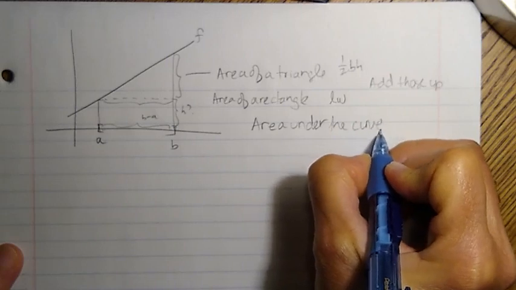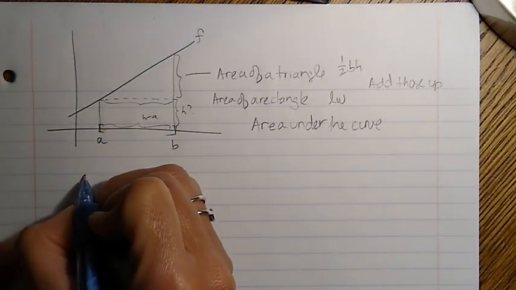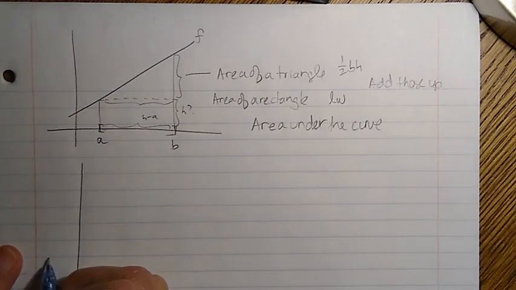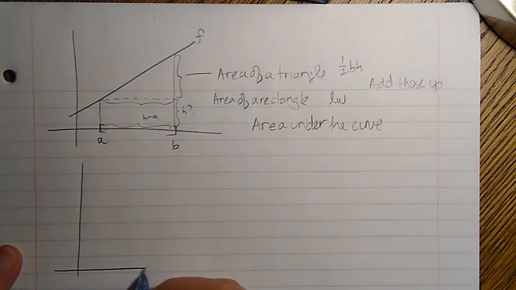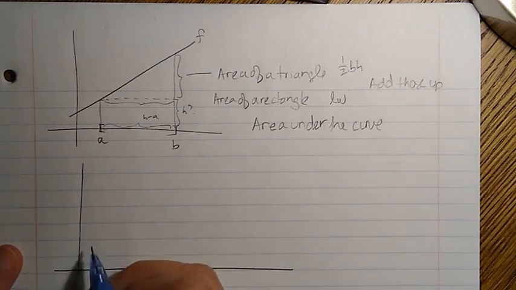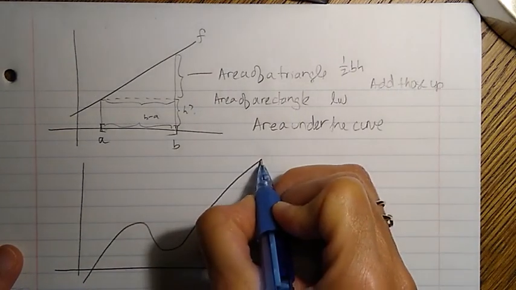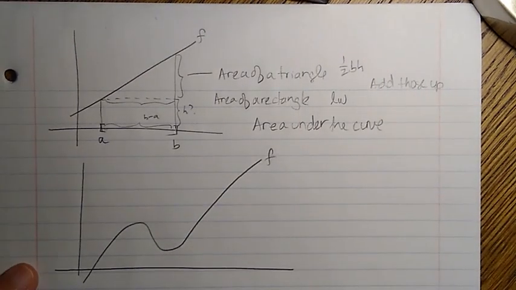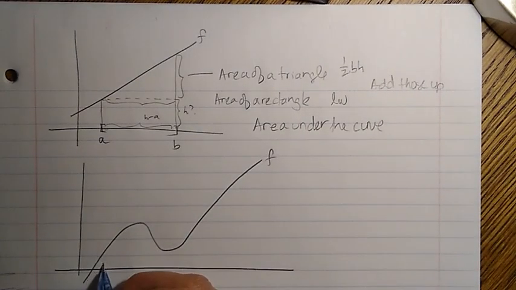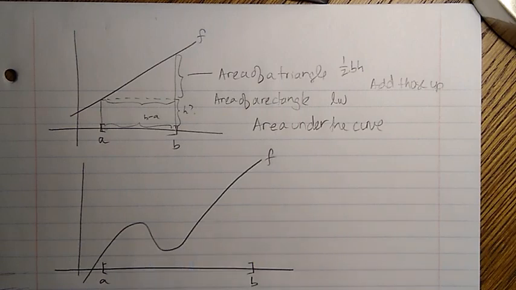But a complication arises when we have functions that are not linear. Like, let's just say, for example, this one. I'll fake a function. Say here's the function f now. And we want to know the area under the curve on the x-axis interval from A to B. Well, we can't divide that up into geometric figures with easy to compute areas.